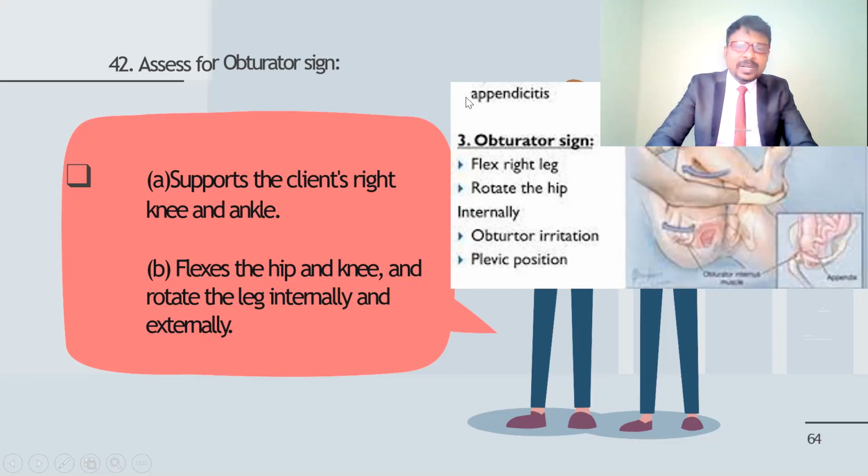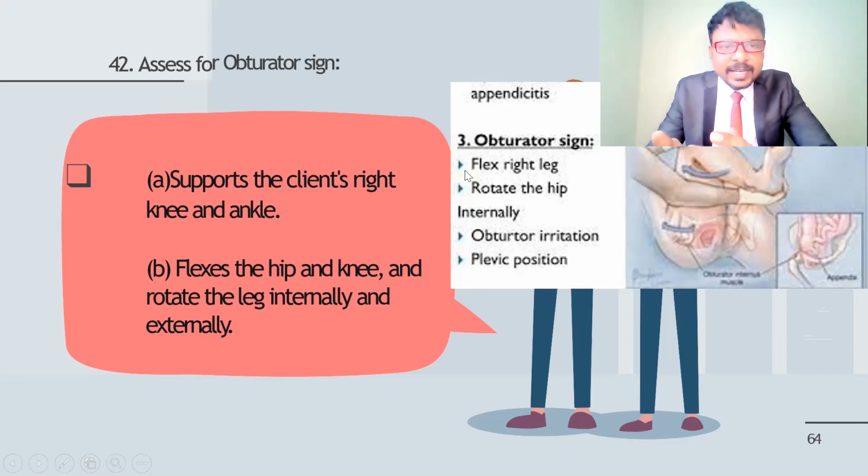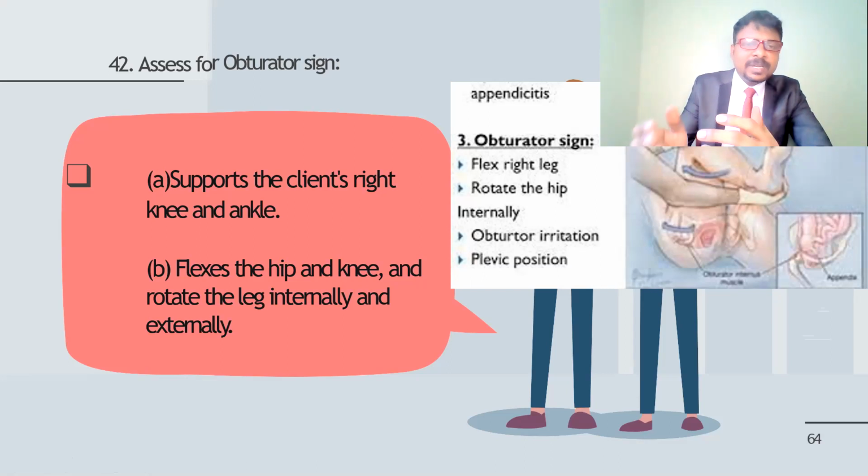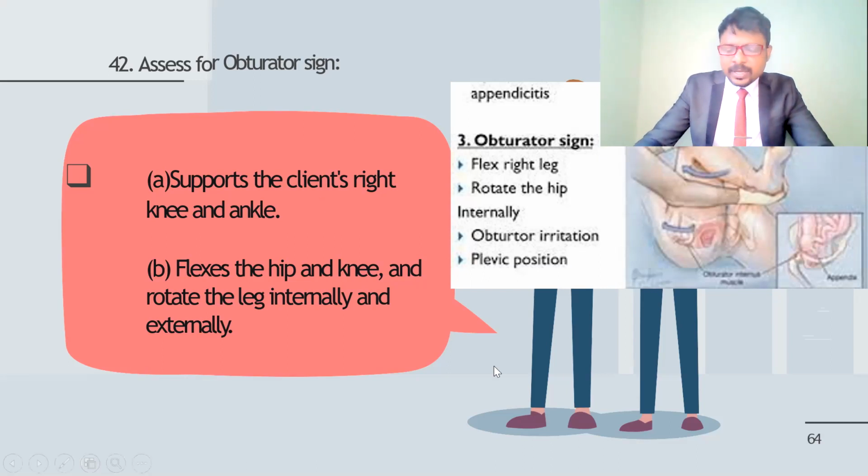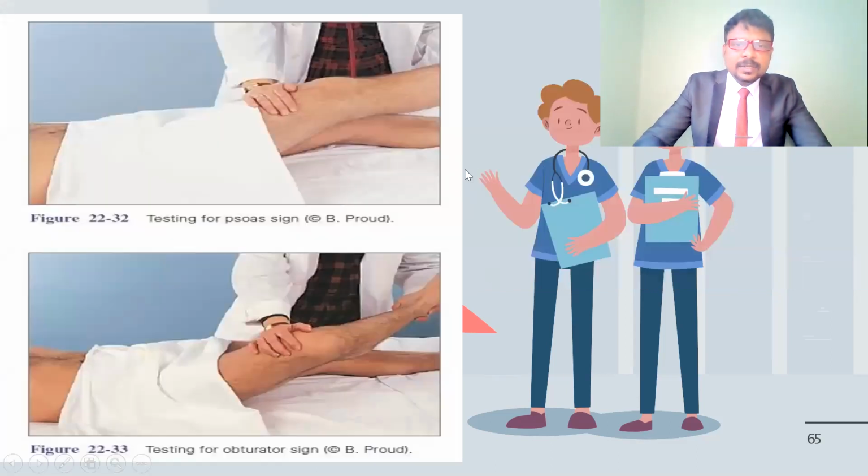This is most commonly seen if anybody has peritoneal irritation. So these two signs are the major signs to identify whether appendicitis is present or not. Inflammation of the appendix may give irritation to the pelvic region. So these two special tests evaluate appendicitis.